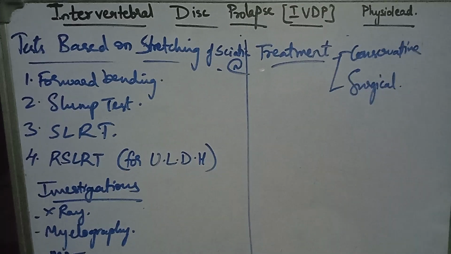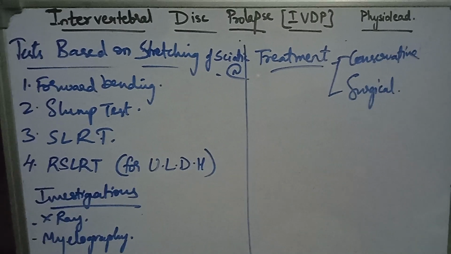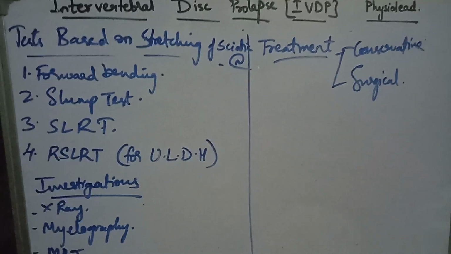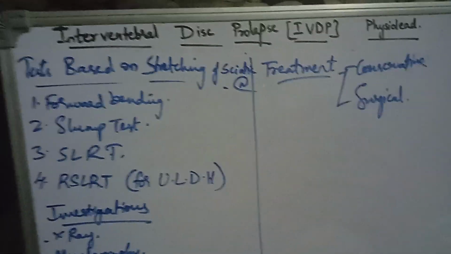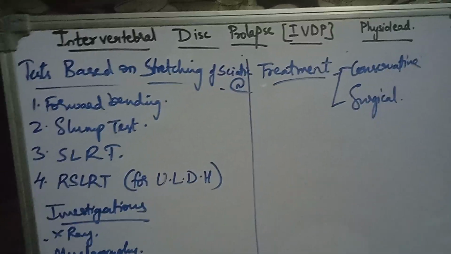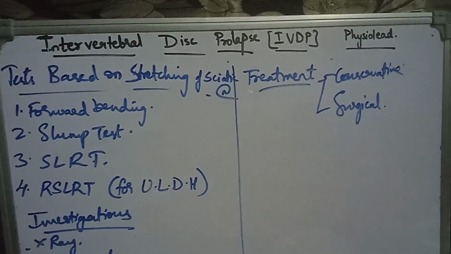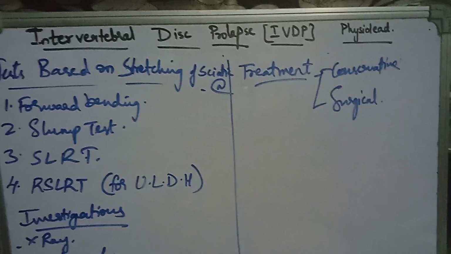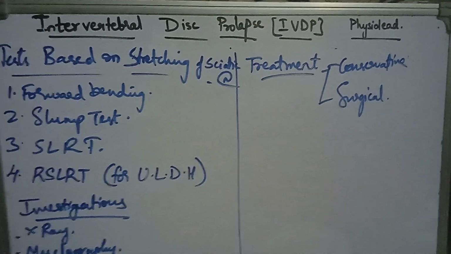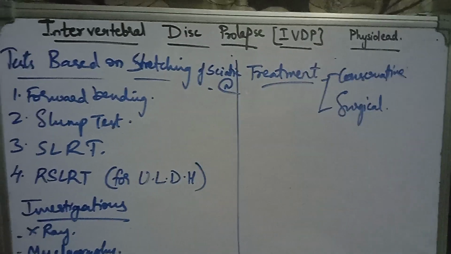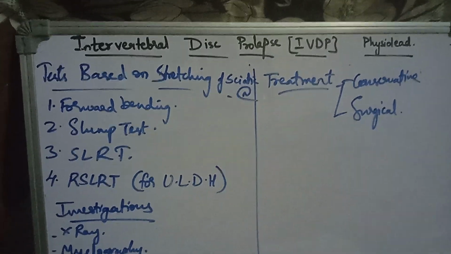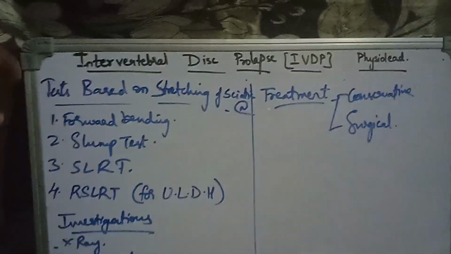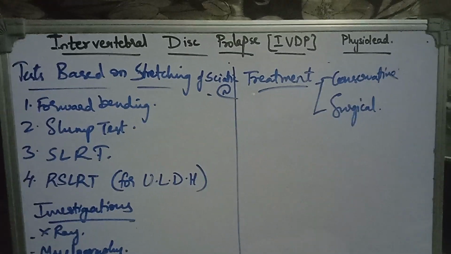Now we are going to see the tests which are based on the stretching of the sciatic nerve. There are n number of tests for IVDP. In the next video, I will tell about the number of tests and the symptoms and signs involved according to the level of disc herniation. Since the video length is becoming a bit more, I'm just making it short.